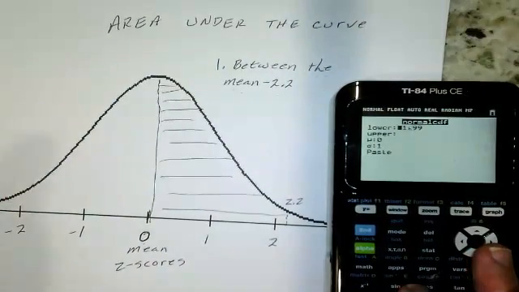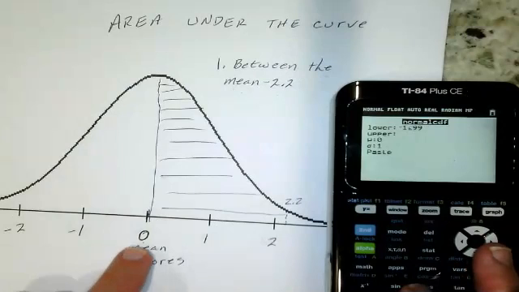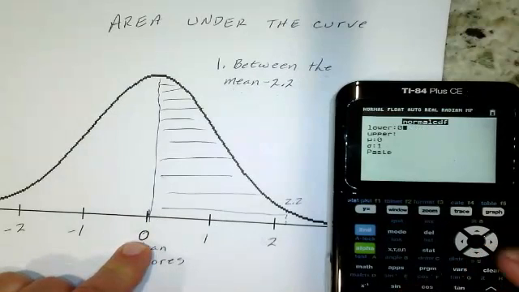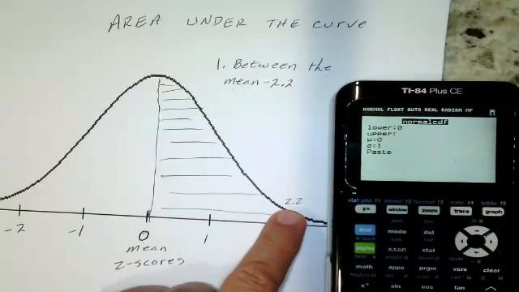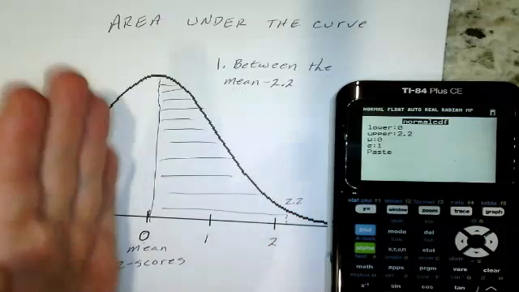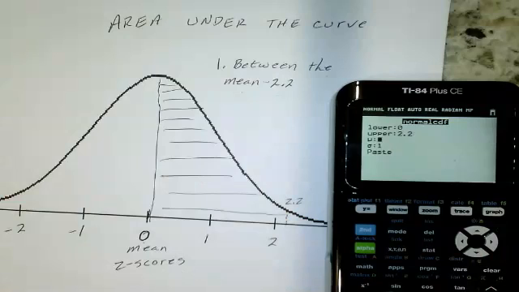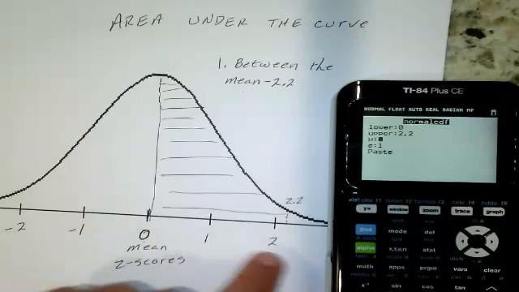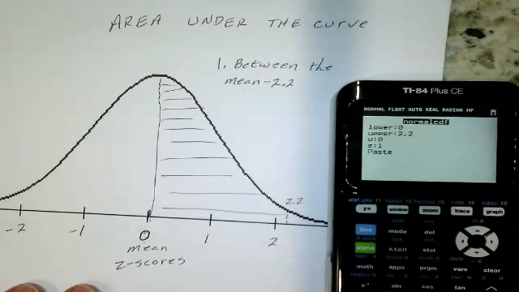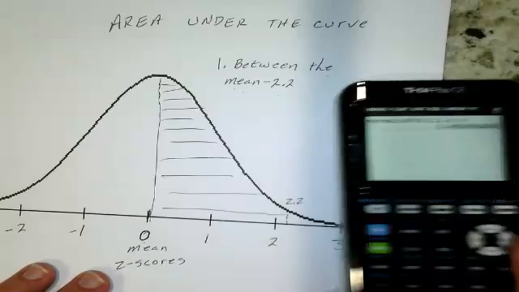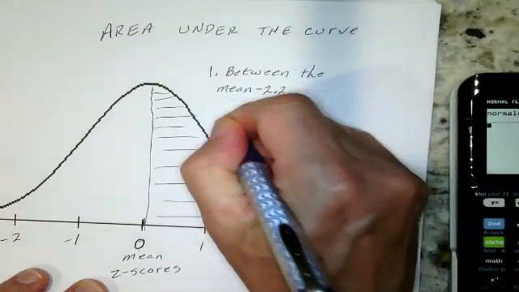My numbers are getting smaller going to the left. So 0 is my lowest number. My biggest number is 2.2. 0 is my left, 2.2 is my right. My mean is 0, and obviously my standard deviation, we're going up and down by ones, so that's my standard deviation. So there's my normal CDF of 0, 2.2, 0, and 1. And that's approximately 48.6%.